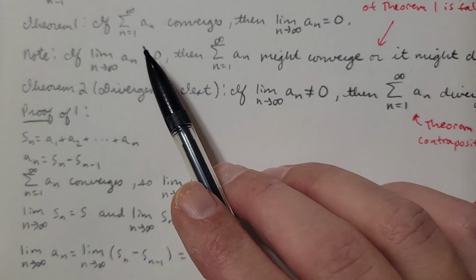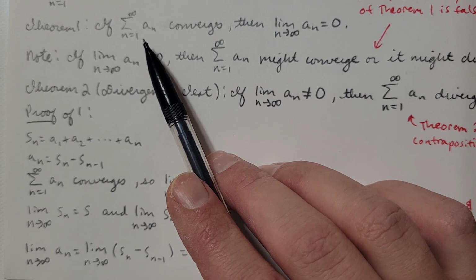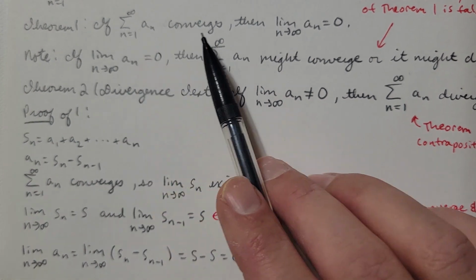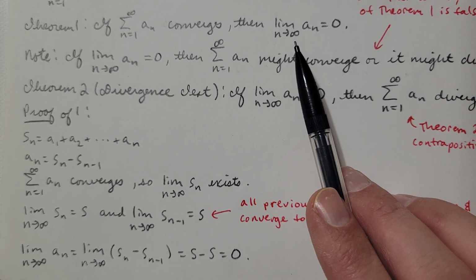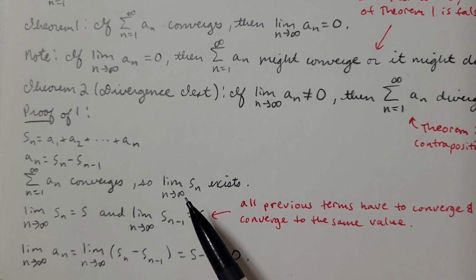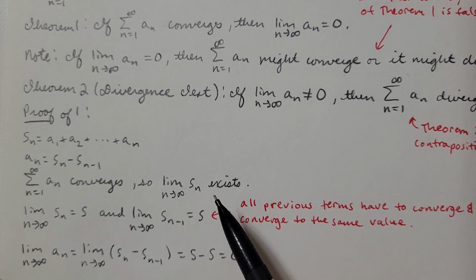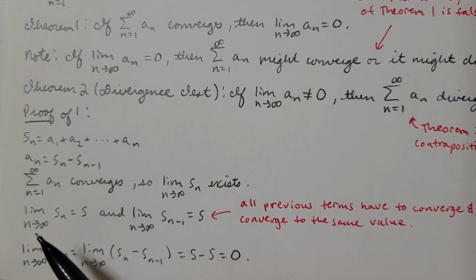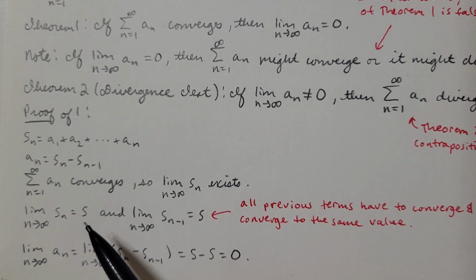Now, the summation as n equals 1 to infinity of a sub n converges, right? We can assume that's true. We have to show that the limit as n approaches infinity of a sub n is 0, okay? Now, if this series converges, then I know that the limit as n approaches infinity of the nth partial sum exists. That's by definition, okay? So because it exists, suppose that the limit as n approaches infinity of s sub n is s, okay? And I'm not getting infinity or negative infinity. It's going to be some number, s.